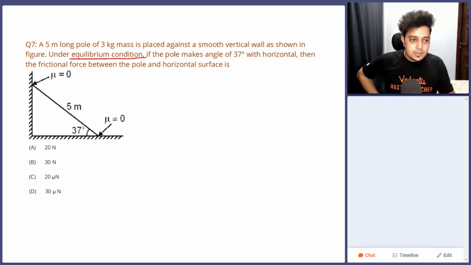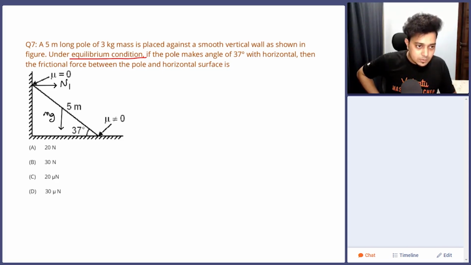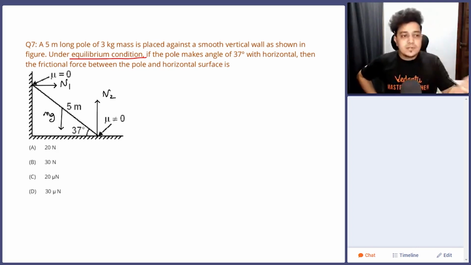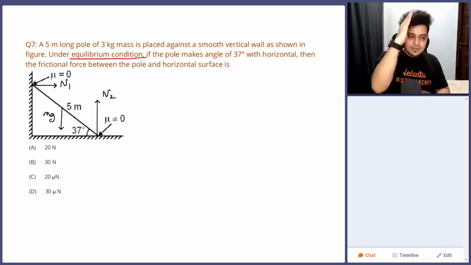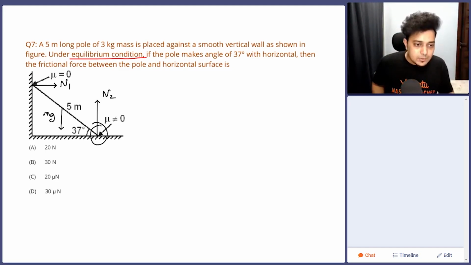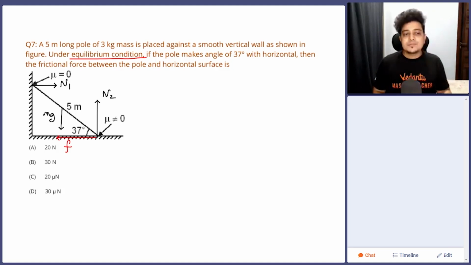So if I draw the FBD here, which forces will be there? There is the weight of the pole acting vertically downward, mg. There will be a normal reaction given by the wall, that is N1. Then there will be a normal reaction given by the ground, that is N2. The ground is rough and the wall is smooth, so there is no friction from the wall, but the ground has friction. The tendency of this ladder is to fall down like this, so this end has a tendency to go towards the right side. So the frictional force there will be towards the left side. This will be the frictional force.